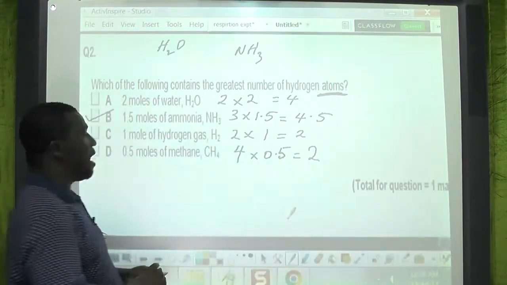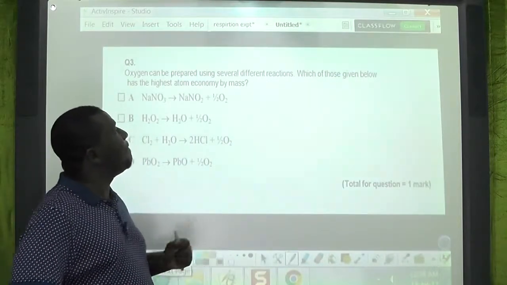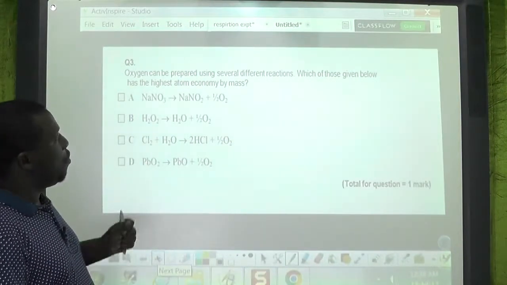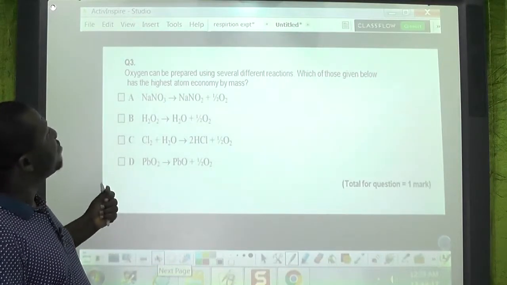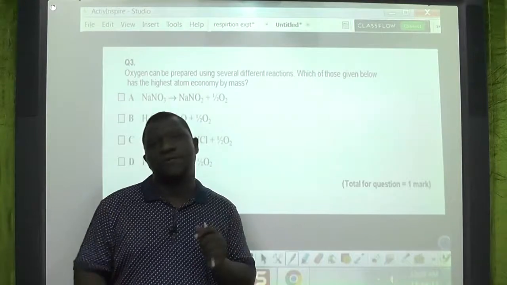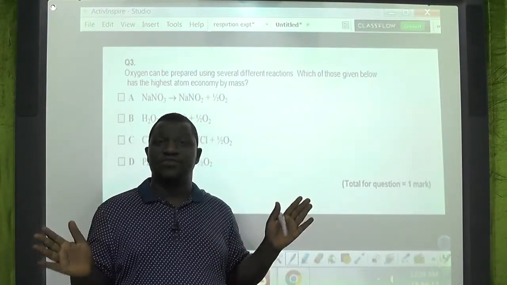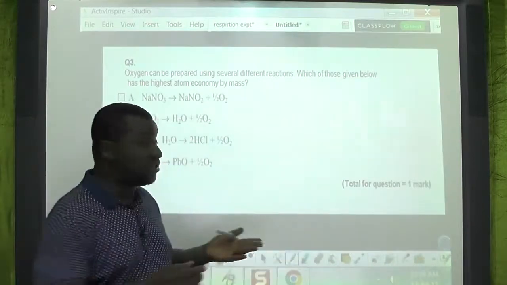All right, now let's move on. Oxygen can be prepared by several different reactions. Which of these will give the highest atom economy? Do not forget your formula for atom economy. There are 2 different formulas you can use, but they're the same for a balanced equation.